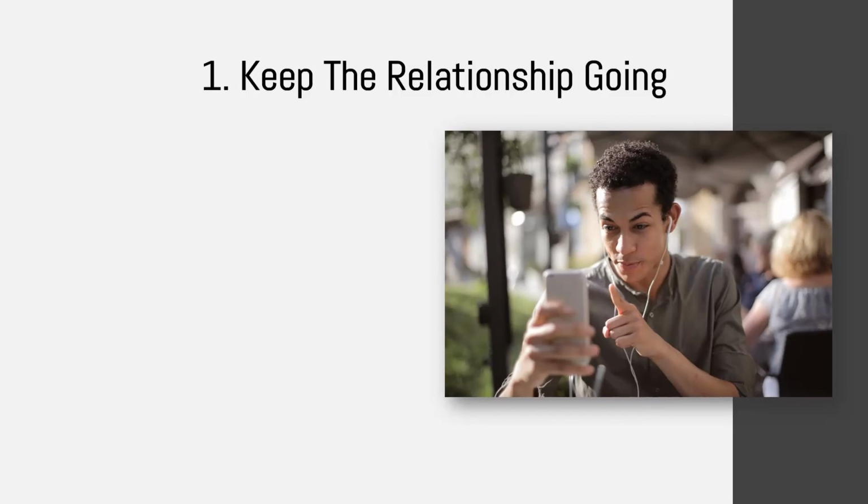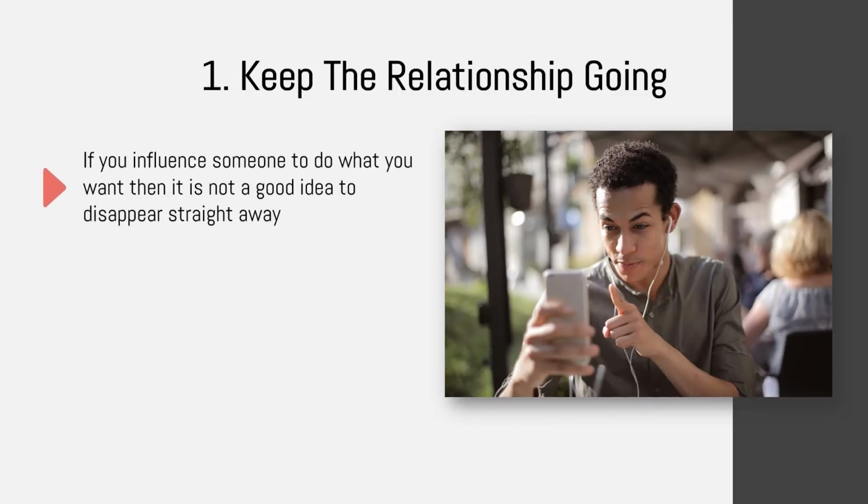1. Keep the relationship going. If you influence someone to do what you want, then it is not a good idea to disappear straight away. You need to make an investment in the relationship you have built with the people that you influence. It shows that you truly value them and what you are doing together, and they will be more likely to listen to you than any others that are gunning for their attention.